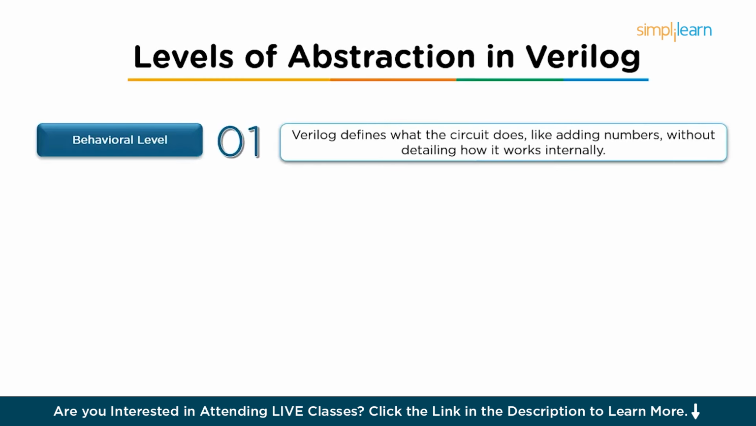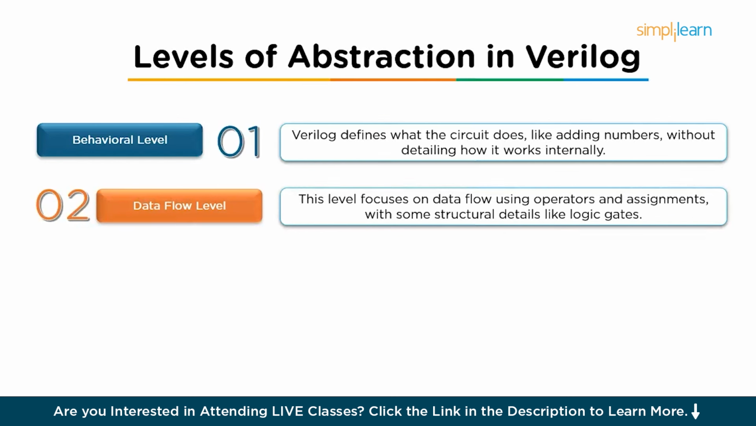In this level, Verilog code is written to describe the functionality of the circuit without worrying about its detailed structure or the specific components used. So the designer specifies what the circuit should do, not how it should do it. For example, a designer might write code to describe how a circuit adds two numbers together without specifying the gates or registers used. Fine. The second level is the data flow level.